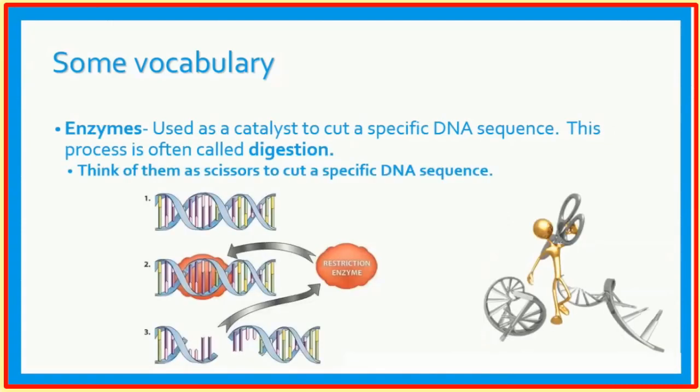There are also enzymes. You might have encountered this term with other biological processes, but here, enzymes act as a catalyst to cut at specific DNA sequences. This process of DNA cutting is also called digestion. To help understand how enzymes work, you could think of them as molecular-sized scissors specialized to specific DNA codes.